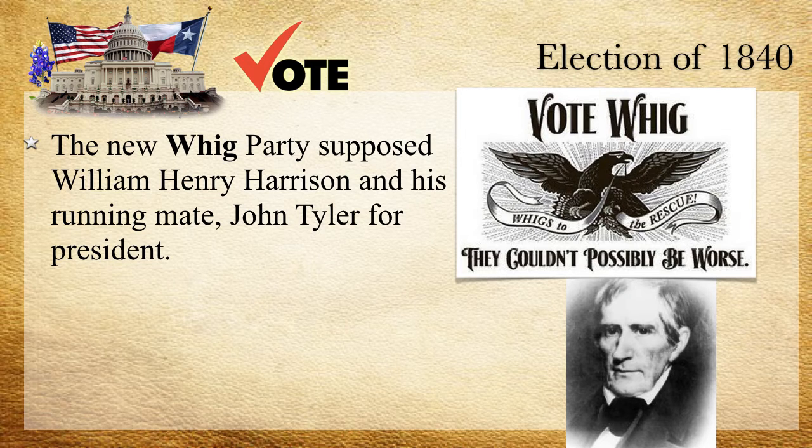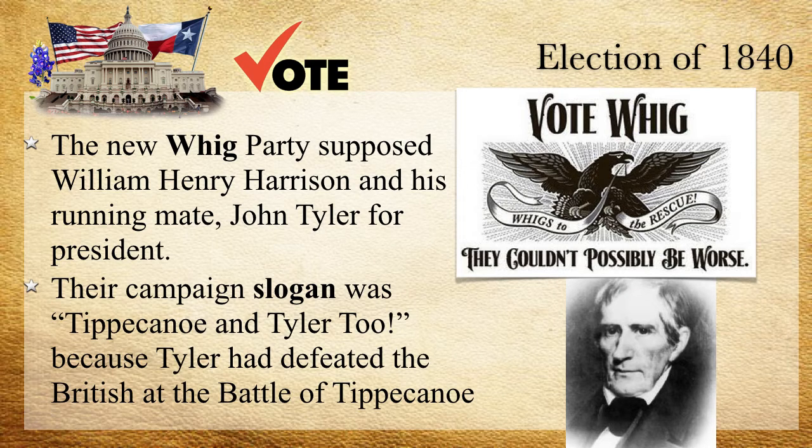The new Whig Party supported a candidate named William Henry Harrison. And William Henry Harrison, if you can remember back to the War of 1812, he is the one that won the Battle of Tippecanoe. And he's running with John Tyler for the vice president. So William Henry Harrison wants to be president. John Tyler wants to be vice president. And this is their campaign slogan: Tippecanoe and Tyler too. They would chant it. It was a really catchy slogan because William Henry Harrison, the hero of Tippecanoe, and then Tyler, his running mate. So that's why that worked.